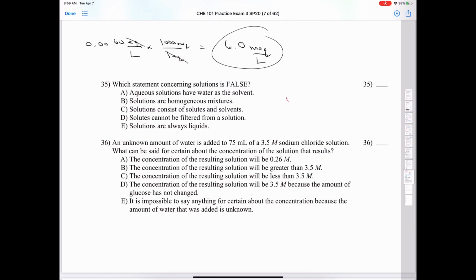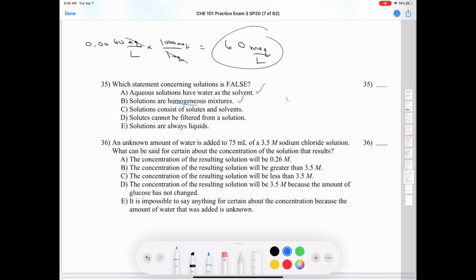Question 35 asks us which statement concerning solutions is false. So aqueous solutions have water as the solvent. That's definitely true. Solutions are homogeneous mixtures. Yes, so you should know the difference between a homogeneous and a heterogeneous mixture. C, solutions consist of solutes and solvents. That's true. A solute is dissolved in a solvent. The solute is present in a lesser amount. The solvent is present in a larger amount. D, solutes cannot be filtered from a solution. Well, that's true because they are completely dissolved.